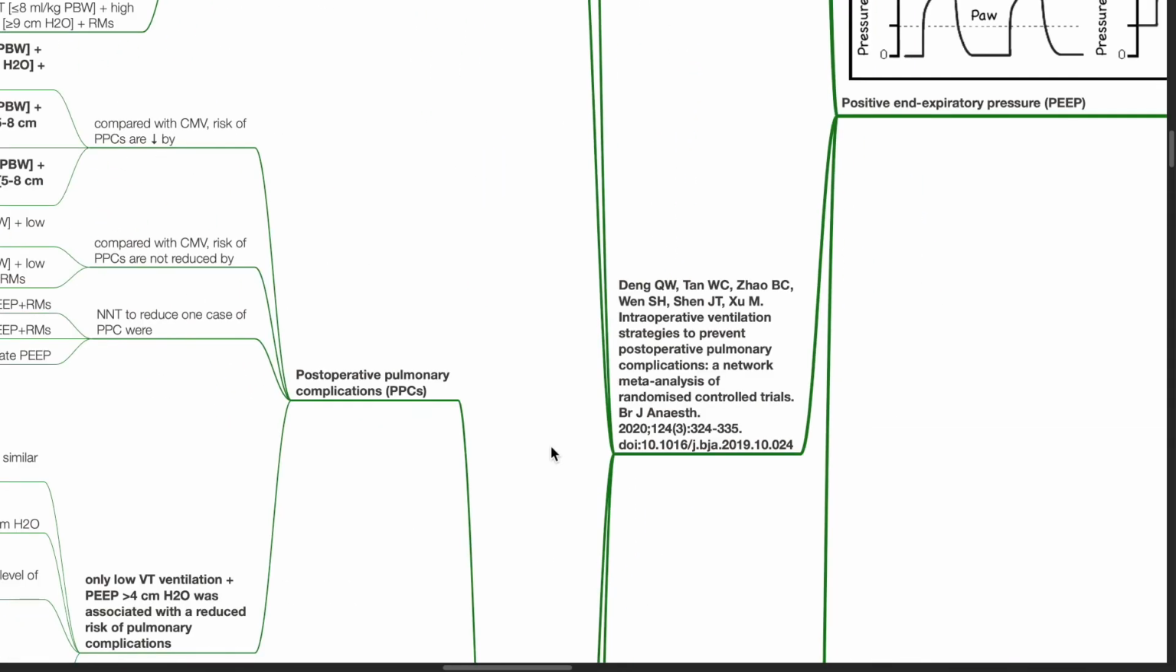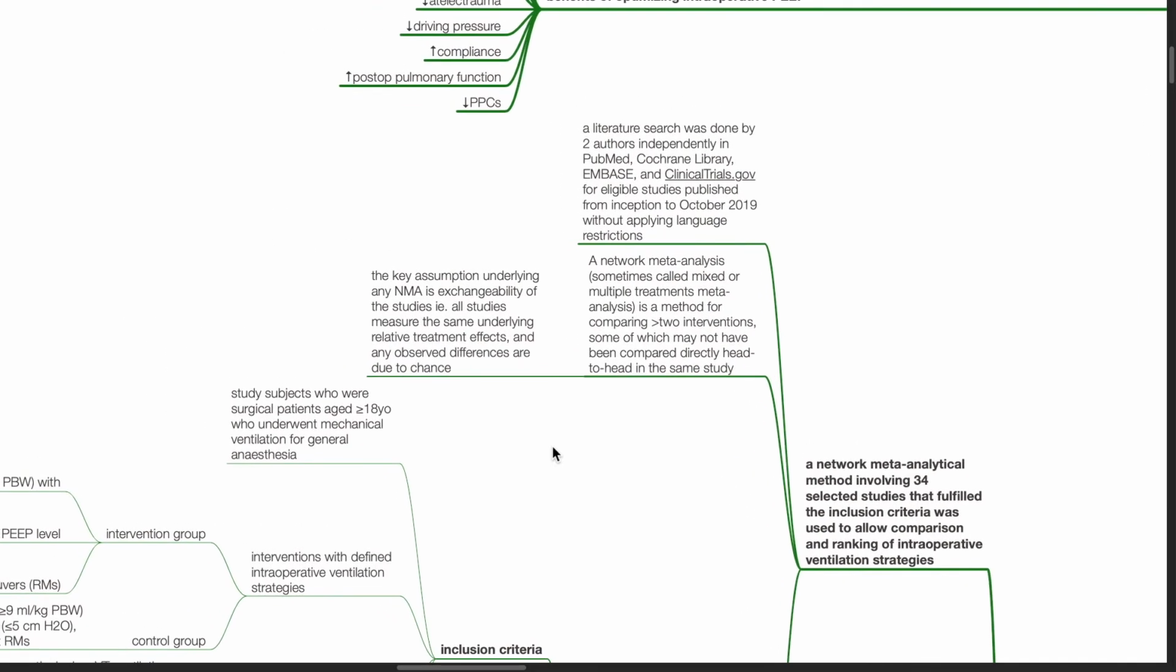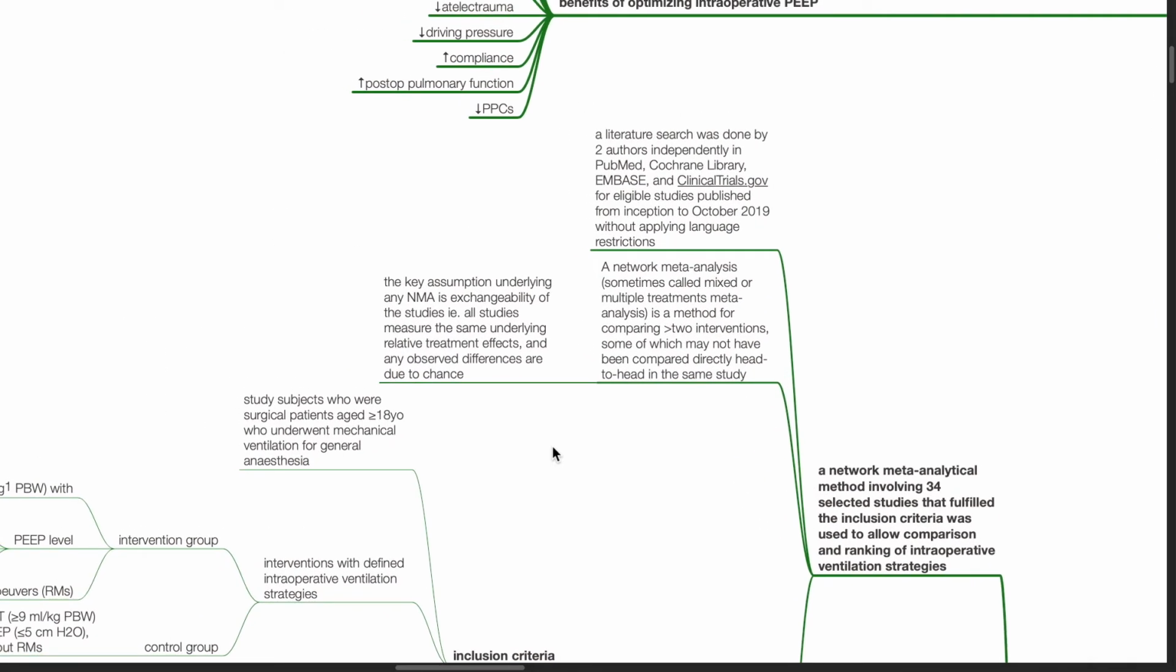An important research done by Deng QW et al. in 2020 titled Intraoperative Ventilation Strategies to Prevent Post-Op Pulmonary Complications, a network meta-analysis of randomized controlled trials. This study employed a network meta-analytical method involving 34 selected studies that fulfilled the inclusion criteria to compare and rank intraoperative ventilation strategies. A literature search was done by two authors independently in PubMed, Cochrane Library, Embase and clinicaltrials.gov, published from inception to October 2019 without applying language restrictions.